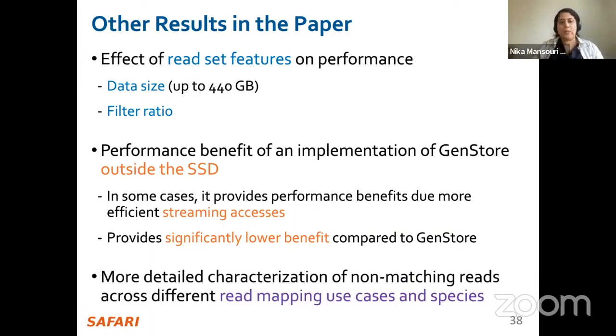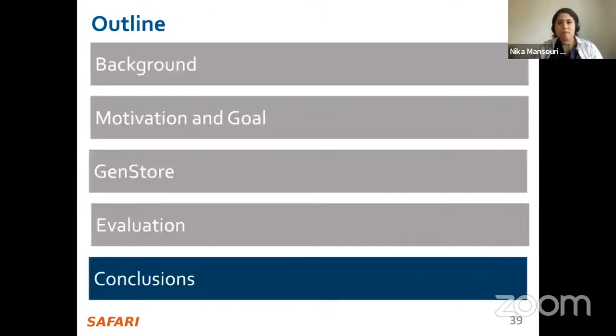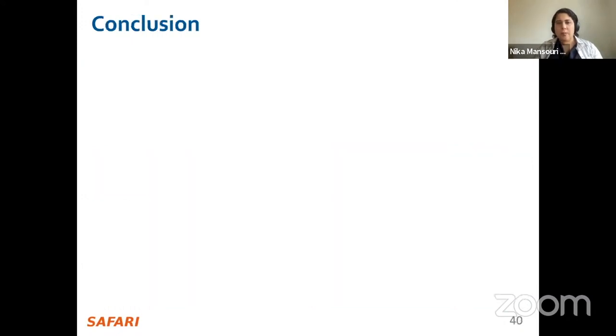We also perform more detailed characterization of non-matching reads across different read mapping use cases and species. I already talked to you about it, some examples of it. So now let me conclude this talk by giving the summary.